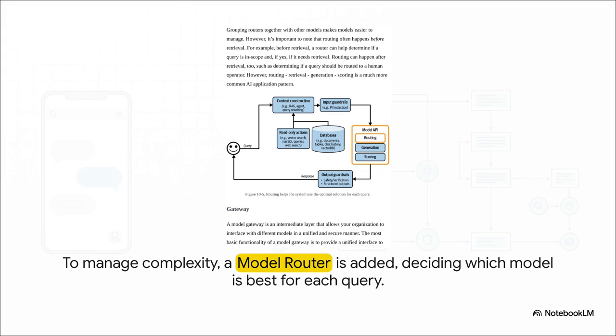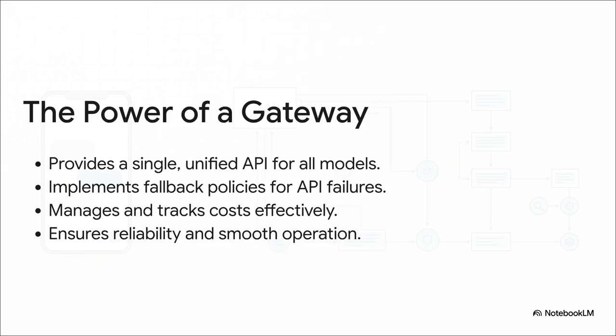If you look inside the Model API block, there's a new piece, routing. See, as your application gets more complex, you're not going to rely on just one model. You'll probably have several for different tasks. And a router is like a smart traffic cop that decides which model is the best and the most cost-effective for any given query. This router is usually part of a much bigger component called a model gateway. The best way to think of it is as a central control tower for all your AI models. It gives your developers one clean, simple API to use, it can automatically switch to a backup model if one fails, and it gives you one dashboard to track all your costs.